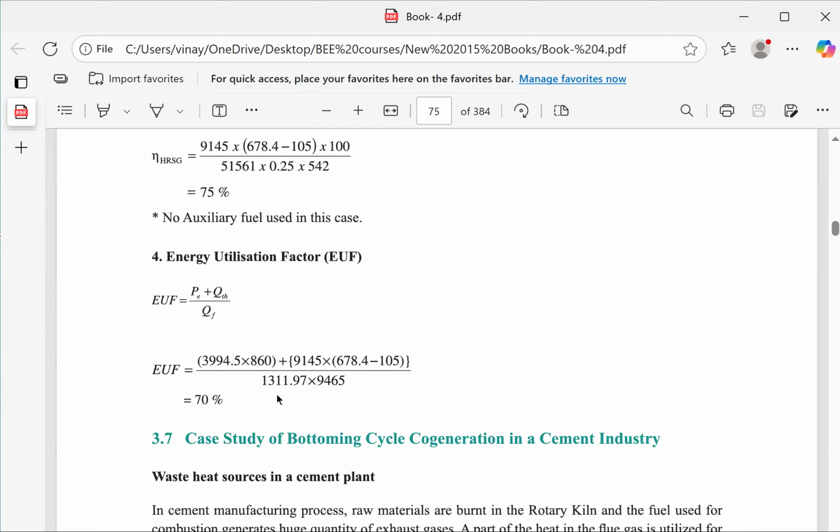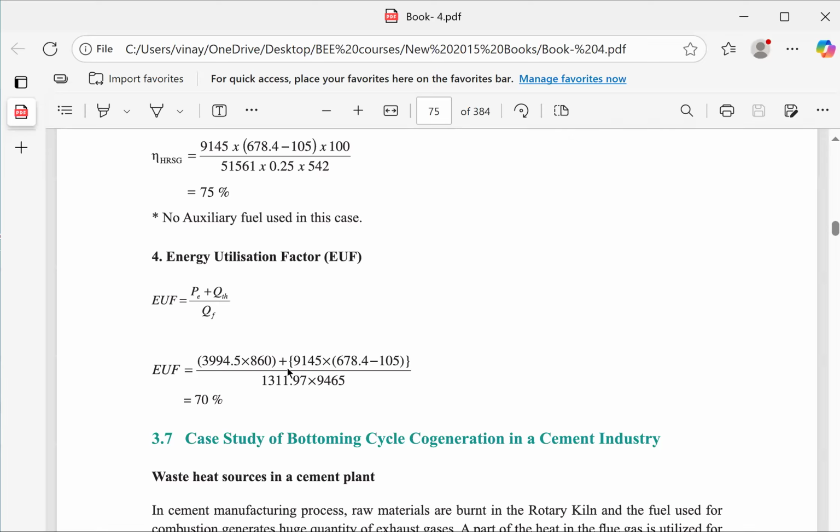What is that? QF is the total heat input to the boiler, HRSG boiler or the turbine. This is the quantity of steam. This is the total heat content. I will not say calorific value. The heat content per kg of steam. And what is the useful? This is the generation 3994.5 kWh into 860. Many times they will give you 3.994 megawatts. So you have to multiply by 1000 to get kilowatt hours.